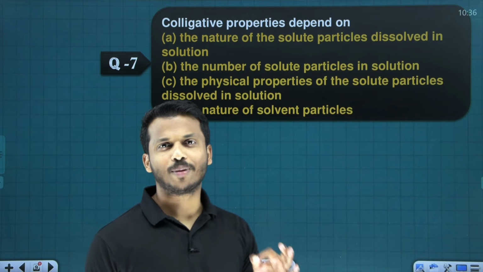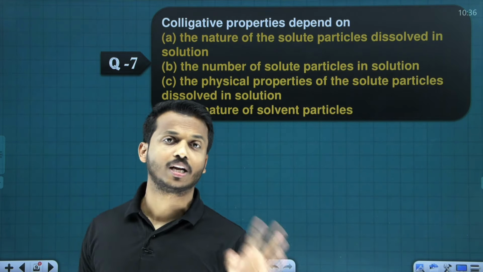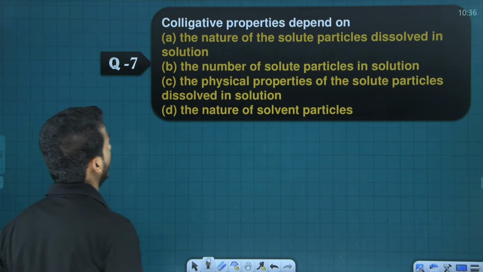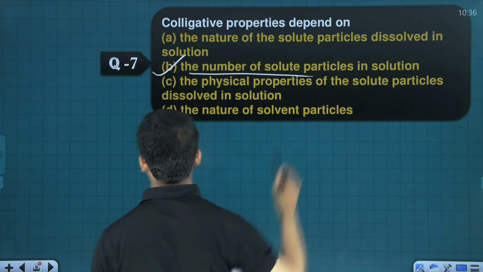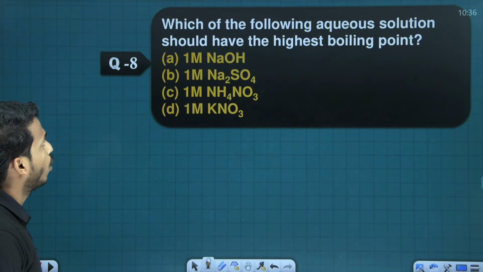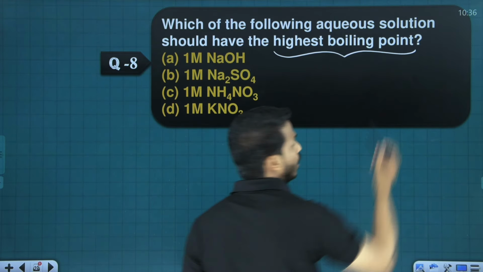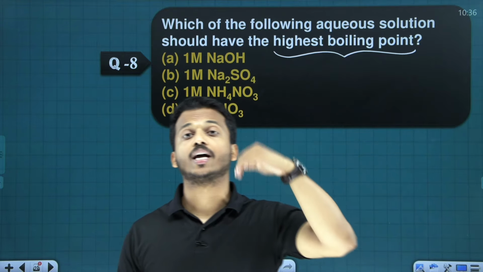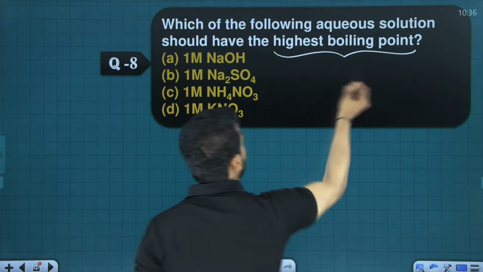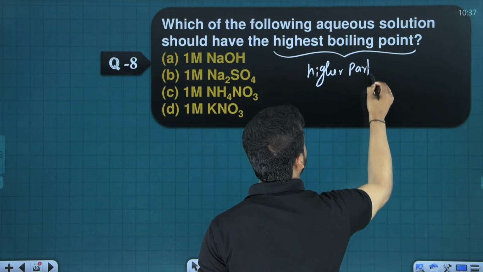Colligative property depends upon the number of solute particles, not on the nature of the particle. It depends on the number of solute particles in the solution. Which of the following aqueous solutions should have the highest boiling point? Remember all of you, the higher the number of particles, the higher the boiling point.